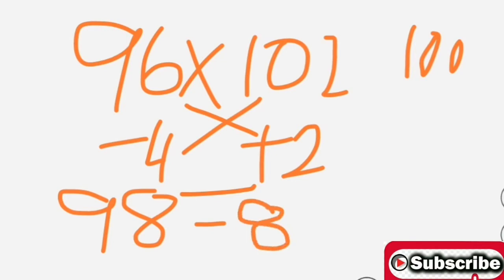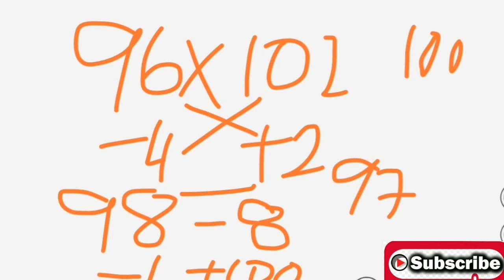So here a negative product cannot be accepted. So immediately we have to subtract 1 from the left part and add 100 to the right part. Okay. So if we subtract 1 from the left part, we get 97. And if we add 100 to the right part, we get 92. So this is our answer. 96 into 102, it would be 9792. Okay. If you do not understand, let's take one more example to get a clear view.